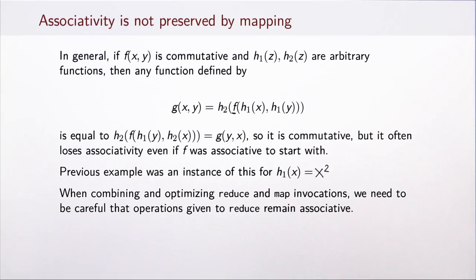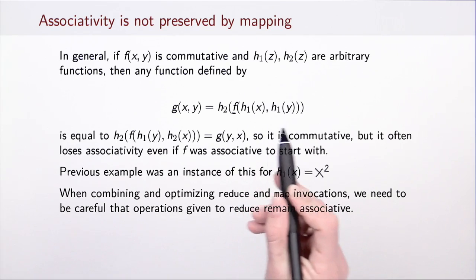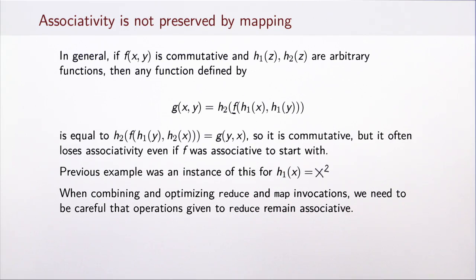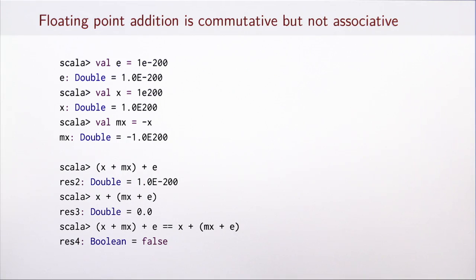So when combining and optimizing some combinations of reduce and map invocations, it is important to keep in mind that applying such functions to arguments of some associative operations may lose associativity. It is also important to keep in mind that some ubiquitous floating point operations corresponding to important real number operations turn out not to be associative. In fact, even addition of floating point numbers is not associative, although it is commutative.